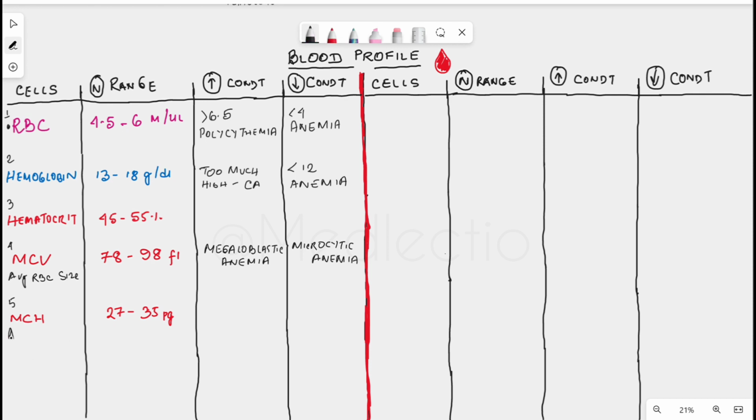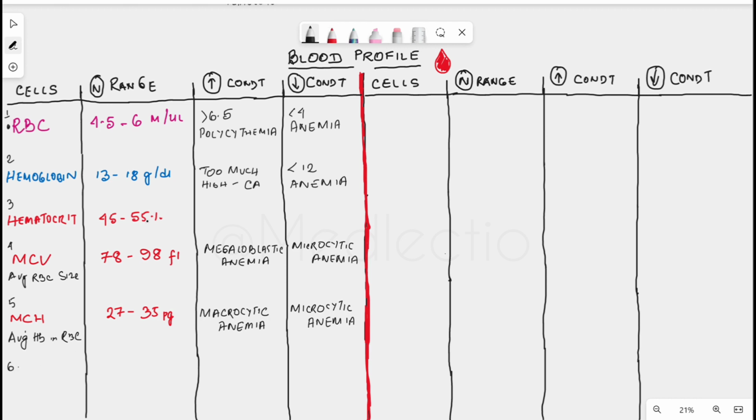It gets increased again in megaloblastic or macrocytic anemia. So it's the average hemoglobin in each RBC. It gets increased in macrocytic anemia and decreased in microcytic. So megaloblastic and macrocytic, this terminology is used interchangeably. There is a little difference.